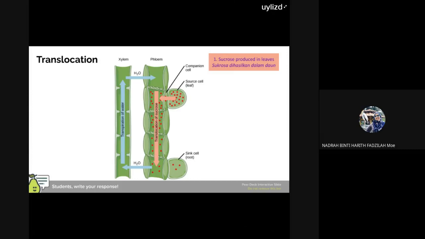So dia boleh jadi storage of photosynthetic product boleh jadi dekat fruit atau dekat root. So sebab itulah photosynthetic product ni can be transported on the upper parts of the plant or the lower parts of the plant. So translocation started off with when the leaf produce sucrose.